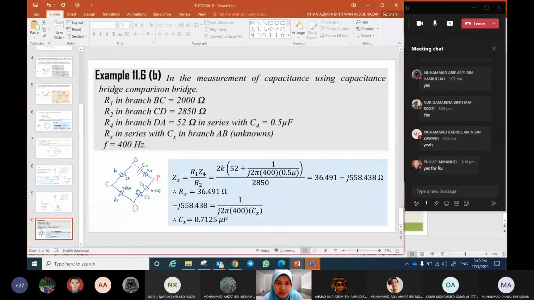Let's do this first. Type 2 pi i, meaning 2 pi and the ENG button, then multiply by 400 and multiply by 0.5 micro, equal to what? Then please make it inverse, then plus 52 and multiply by 2k. After that, divide your answer by 2850 and press equal. You will get this number.